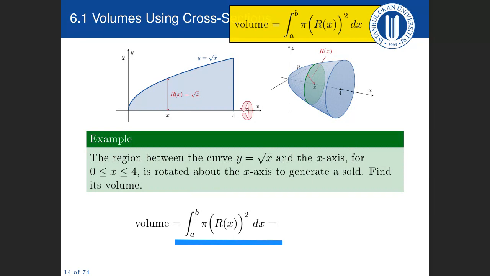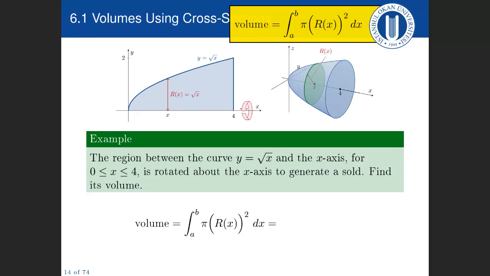The formula that we are going to use is the integral from a to b, pi r squared dx. What is a, what is b, and what is r? Well, r we can see from the first picture. R is the length of this line. The top is at root x, and the bottom is at 0. Root x minus 0 is root x. So capital R is going to be the square root of x.